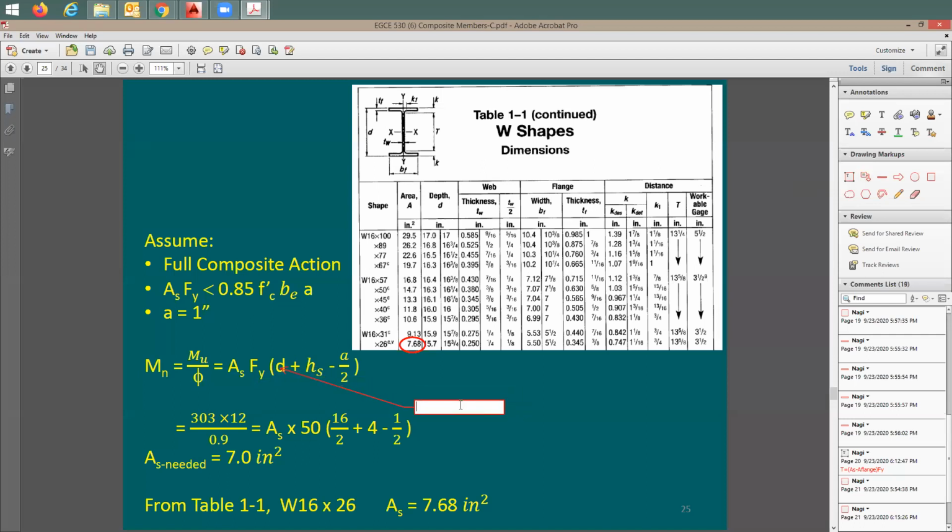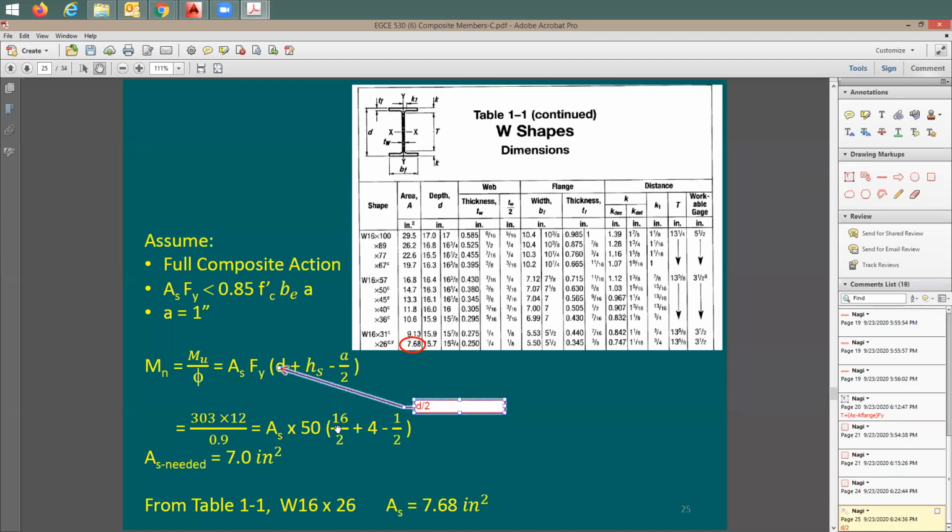It's a over 2. Yeah, thank you. It's right here. So this is actually correct. See, it is done here correctly. Just this equation is incorrect.